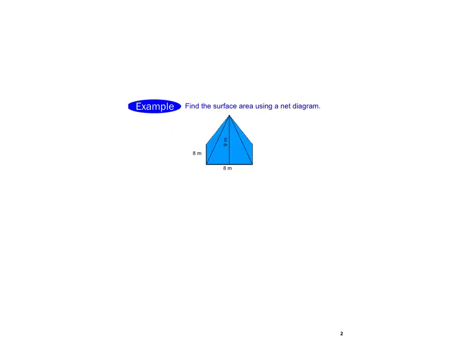Next page. This is a what? What shape is this? It looks like a pyramid. Yes. Pyramid looks like this, with a square in the bottom and 4, what shapes are these? Triangles. So our net diagram is going to be a square, and it's going to have 4 triangles coming out from the edges of the square.